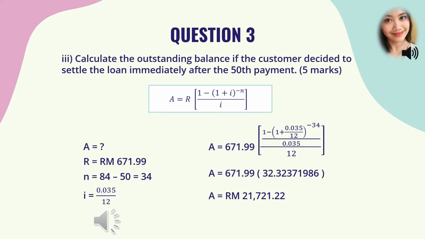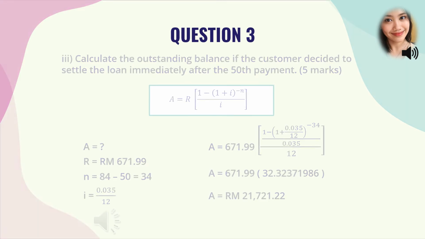So after calculating all the numbers in the bracket, A equals 671.99 in bracket 32.32371986. And the final answer is A equals 21,721 ringgit 22 cent.